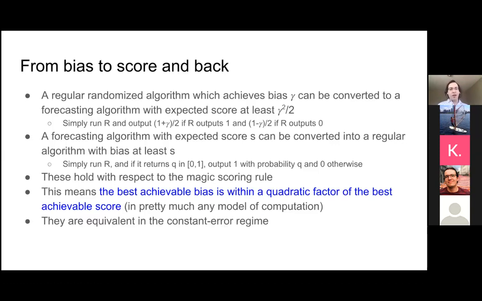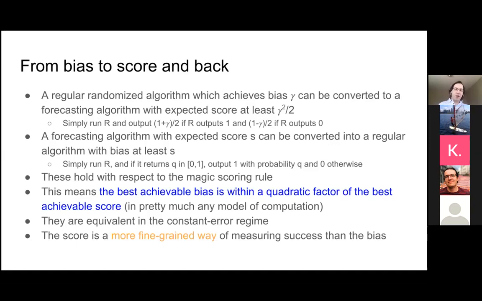And in particular, if you care about constant error, then constant error is the same as constant expected score up to constant factors. So really, this is just saying score is the same as the bias up to a quadratic factor, but it's a more fine-grained way of measuring success. It's sort of what bias wanted to be. Okay, at least with this one scoring rule. That's the intuition we've gotten from this work.